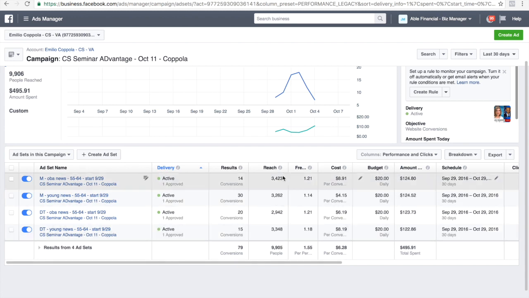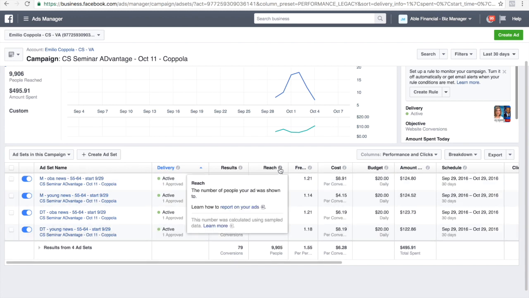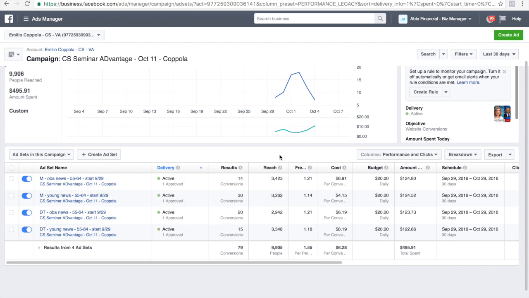The next column I see is reach. Of course, if you hover over this, Facebook will give you a little preview of what you're looking at, the number of people your ad was shown to. In this particular example, this ad has been shown to 9,900 people. And we talked extensively about frequency, but here's where you'll see it. My frequency is around 1.5, meaning that of the people inside my audience that my ads have been displayed to, they're seeing it an average of 1.5 times at this point.